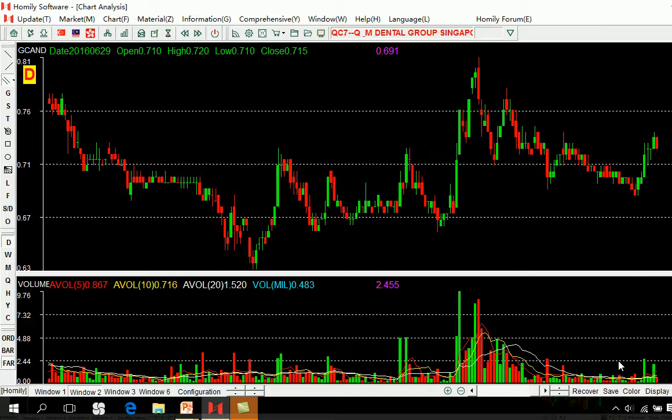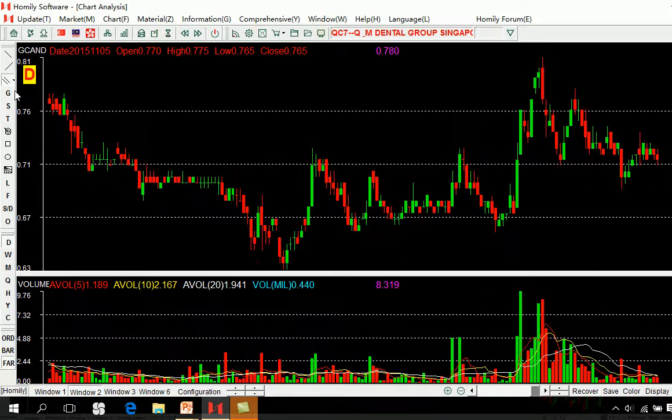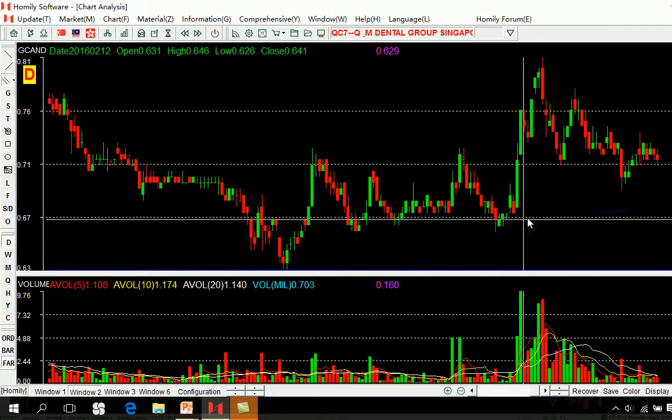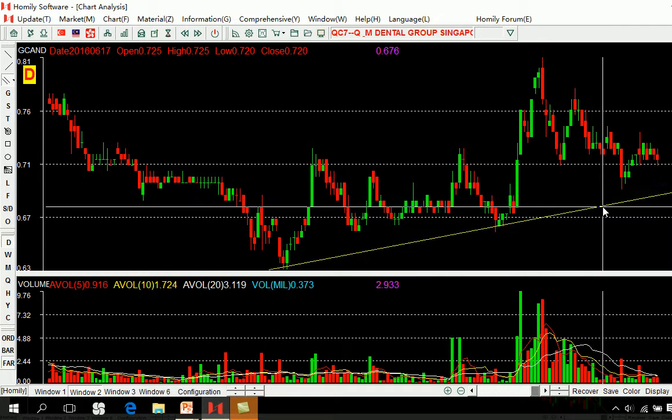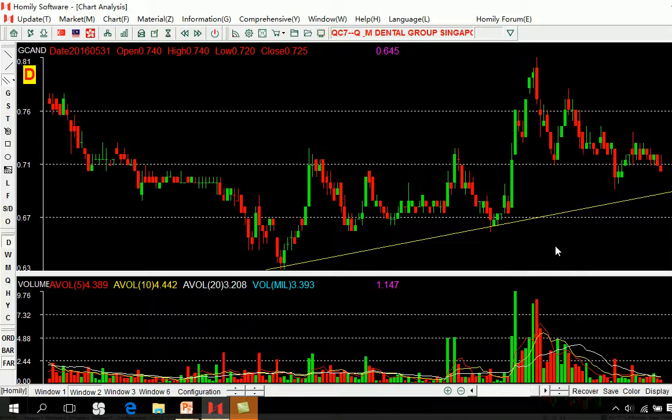Okay, then we can see this stock. Then how to draw the trend line? Because we don't know whether it's effective or not, we can connect this low point to another low point, right? Okay, but this is the tentative trend line, and we cannot confirm that it's effective. So we wait and see.